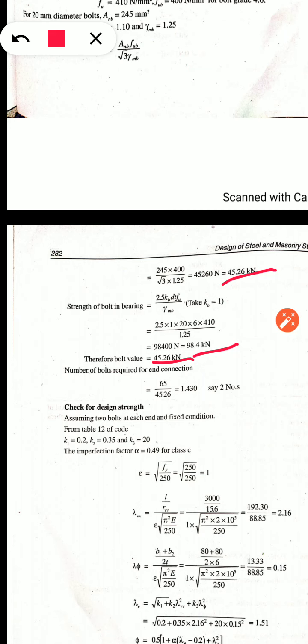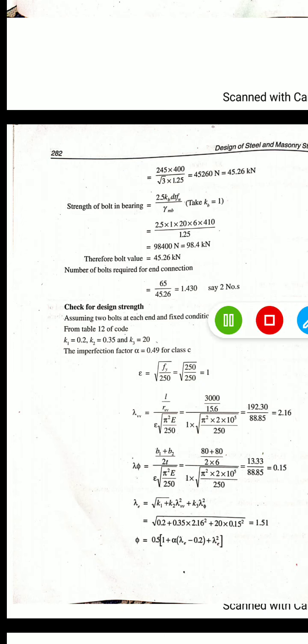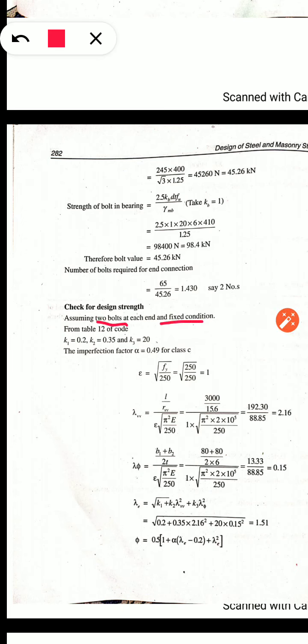Number of bolts is given by load divided by strength of a bolt. The load is given as 65 kilonewton, and the strength of a bolt is 45.26. We get 1.4 something, so we'll round it up to 2 bolts. So now we have the condition: the number of bolts is 2, and we can assume the end condition as fixed. So, 2 bolts with a fixed end condition.